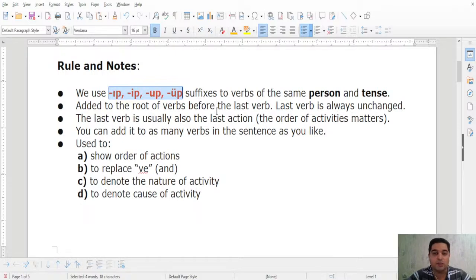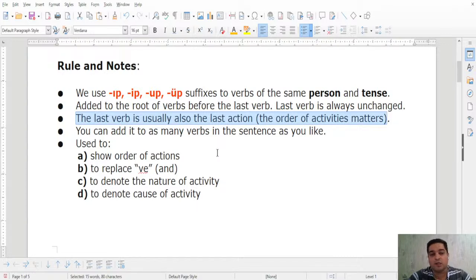So we only deal with the preceding ones, okay? If you have 6 verbs that you have to change, you will have basically 5 of them. The first 5 will be changing, getting this up, ip, up suffixes, and the last one will be unchanged, okay? What else? The last verb is usually also the last action, okay? Usually verbs are put in the order of their happening, okay?